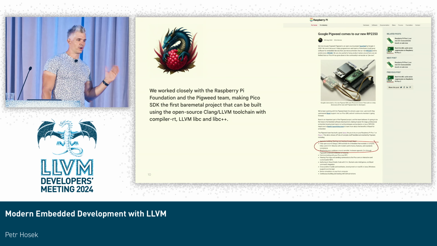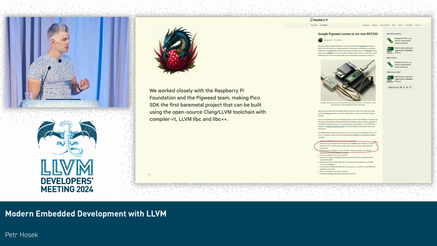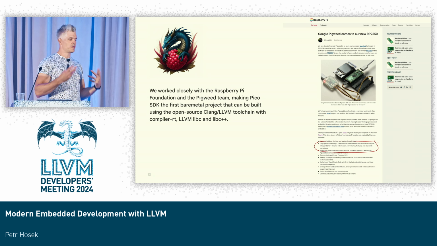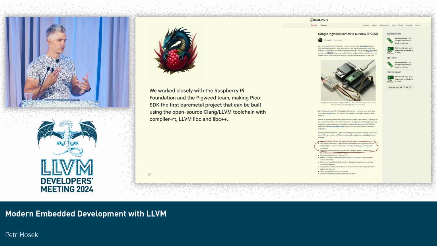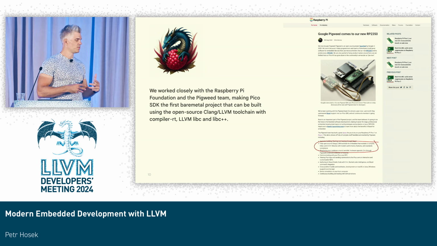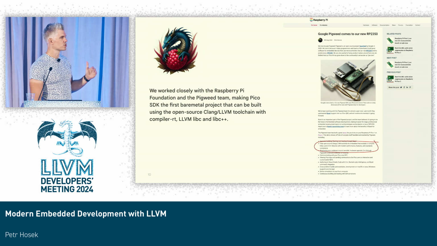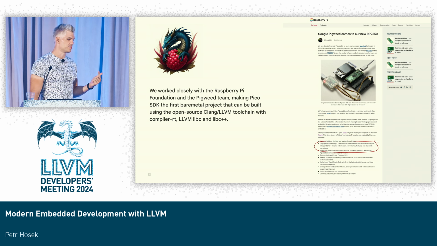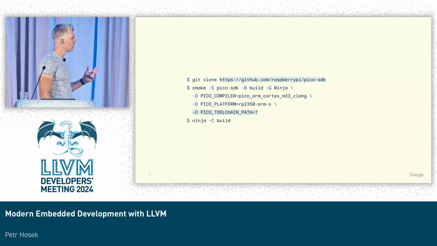Earlier this year, we partnered up with the Raspberry Pi Foundation and the Pigweed team at Google, and we worked together to make Pico SDK the first baremetal project that we are aware of that can be built straight up with the open source Clang and LLVM toolchain using compiler RT, LLVM libc, and libc++. So how does it work?